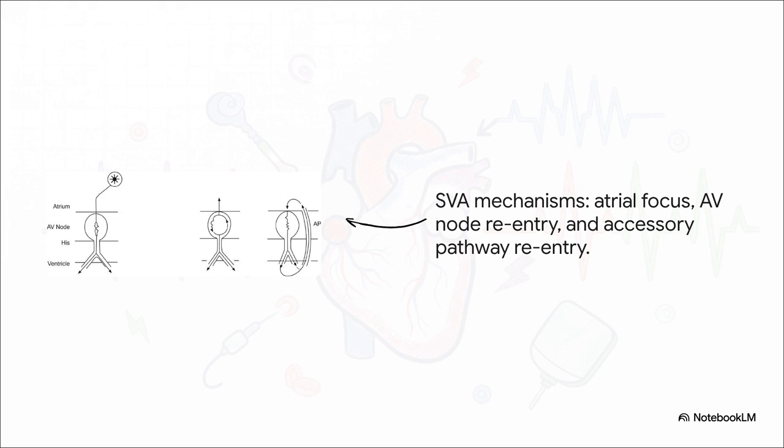Now, in the center, you have the classic type B rhythm, a reentry circuit that's confined entirely within the AV node. And on the right, you see another type B variant where the reentry circuit uses the AV node for the antegrade conduction and an accessory pathway, the AP, for retrograde conduction.